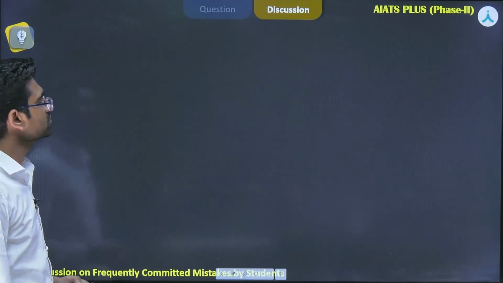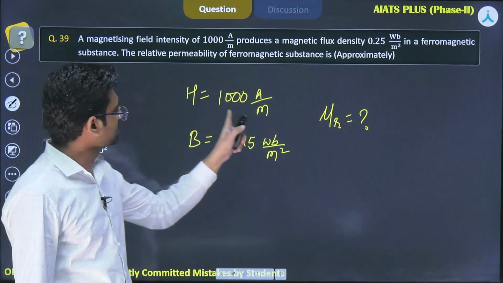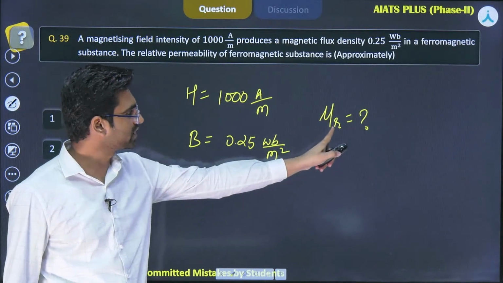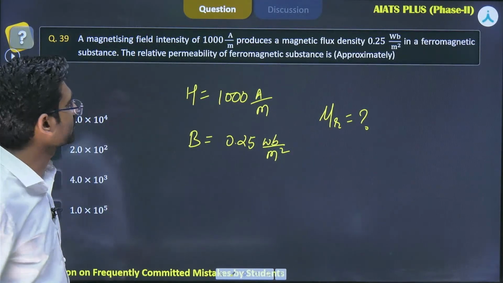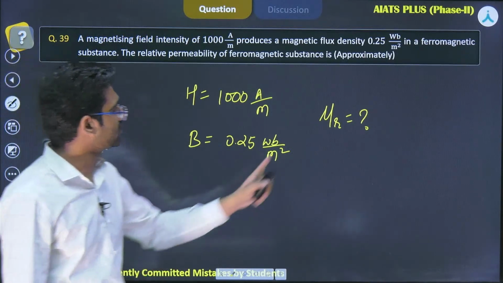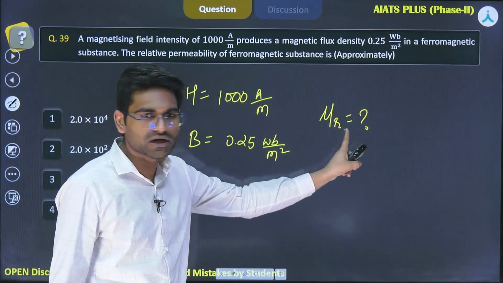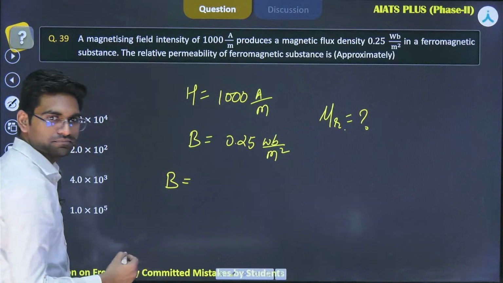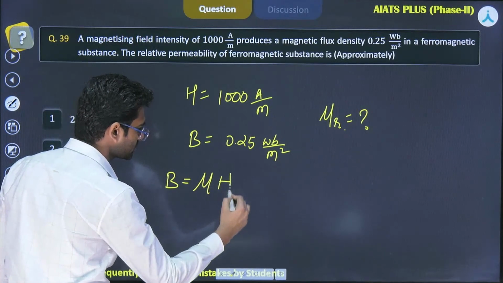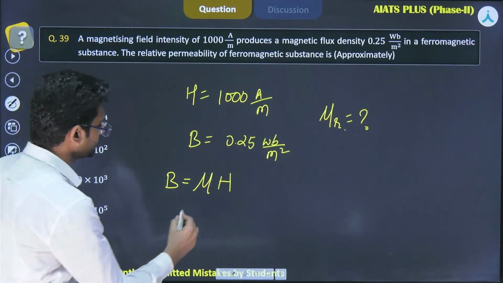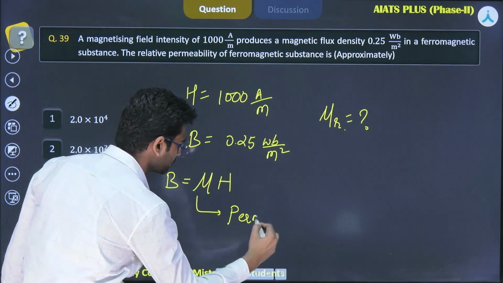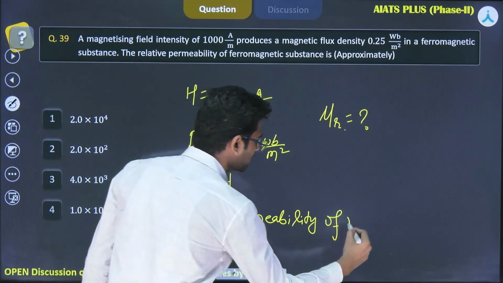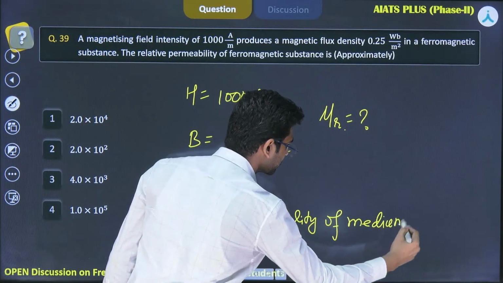Alright then, let's move to this question. H is equal to 1000 ampere per meter and B is equal to 0.25 Weber per meter square, and we have to find the relative permeability of this ferromagnetic substance, denoted as mu r. The relation between B and H is B equal to mu into H. Now this mu is not mu r, this is the permeability of the medium, and here the medium is the ferromagnetic substance.